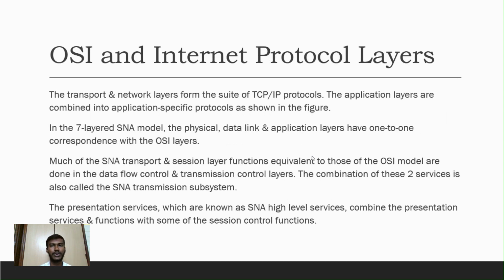OSI and Internet Protocol layers. The transport and network layers form the suite of TCP and IP protocols. The application layers are combined into application-specific protocols as shown in the figure.